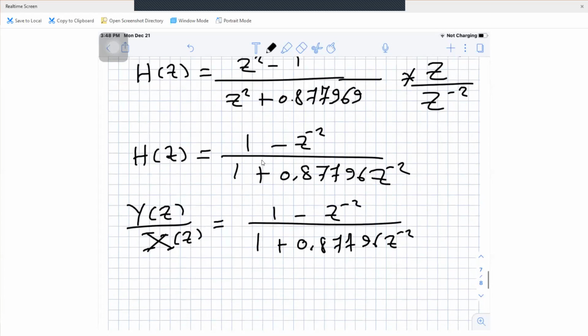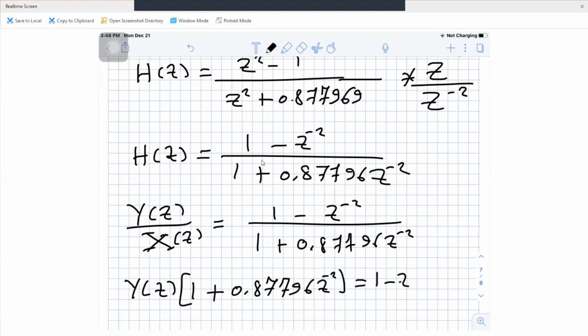Now I'm going to multiply, going back to the X of z and Y of z, one of them to the right side and the other to the left side. So Y of z will be multiplied by 1 plus 0.8779 z^-2, equals 1 minus z^-2 times X of z.